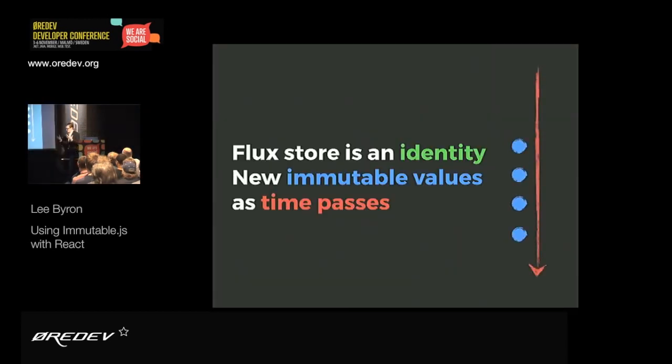So in terms of Flux, applying the same idea, a Flux store is an identity. So the Flux store that holds all of the information in your application, that's the identity, the data for my app. It's going to have new values over time, which means the previous values haven't changed. And that's going to be how your app works.